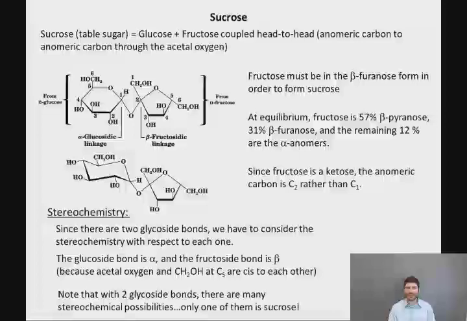So that's our brief foray into the structure and chemistry of disaccharides. And we will conclude this unit by looking a little bit at polysaccharides.